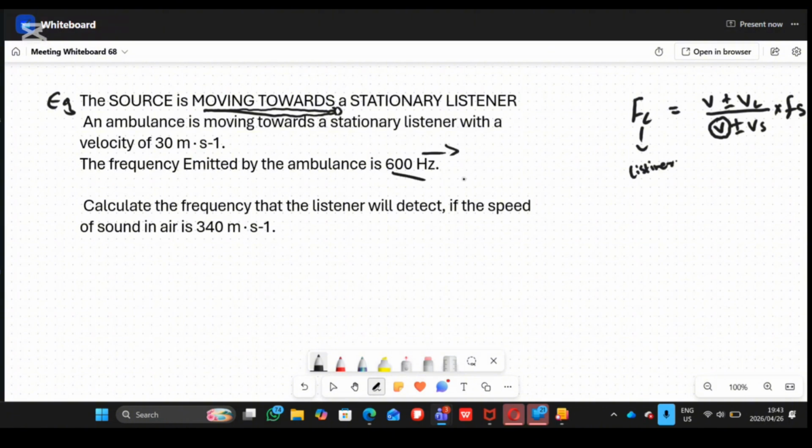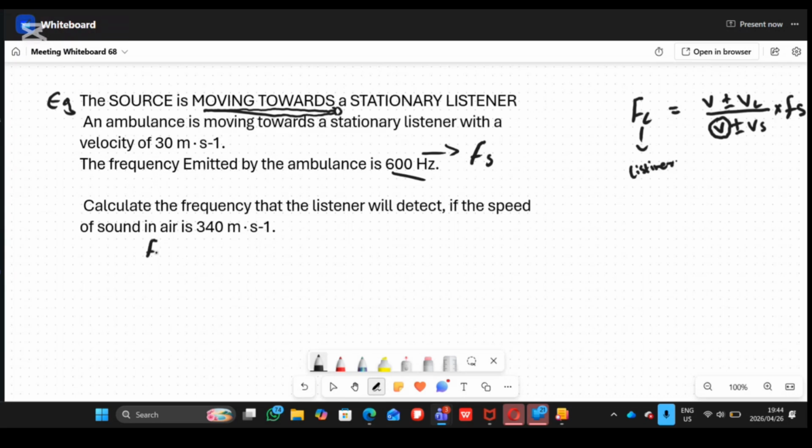For you who said English, right now, this is the frequency for the sound source. The emitted means released, in simple words. So the released frequency by the ambulance is 600 hertz. Then we calculate the frequency that the listener will detect if the speed of sound in air is 340 meters per second. So you can just first write the data of what you have.